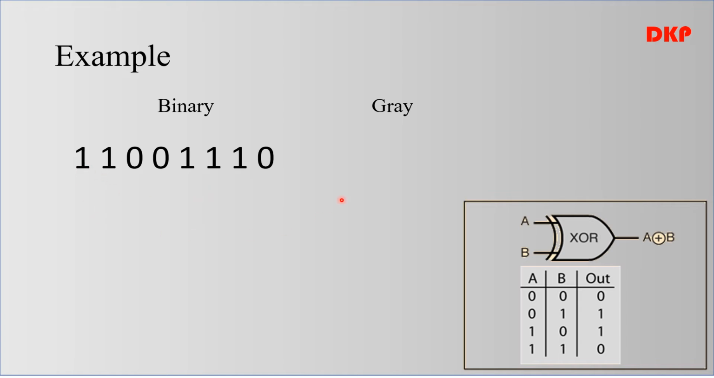So the first step is write the first bit as it is, that is 1. Then XOR 1 with 1. XOR 1 with 1, you will get 0. XOR 1 with 0, you will get 1. 0 with 0, 0. XOR 0 with 1, 1. 1 XOR 1, 0. 1 XOR 1, 0. 0 XOR 1, 1. So this is the gray code of the given binary number.